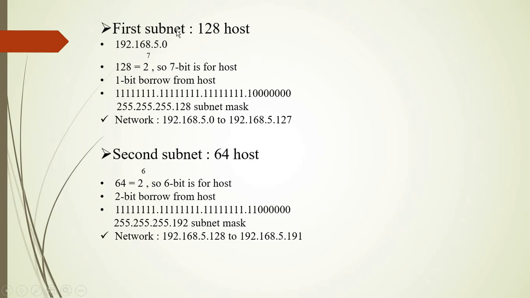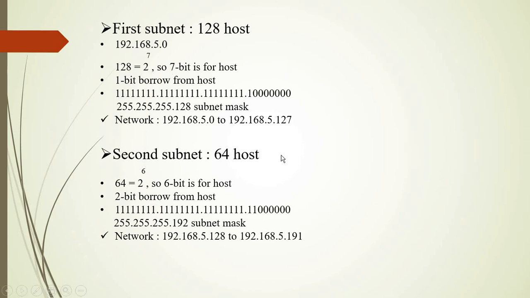Here we will create the first subnetwork. We have to create 128 hosts, so 128 equals 2 raised to 7. We need 7 bits for host, so we will borrow 1 bit from host. Here we borrow 1 bit from host, so we convert into decimal, and it becomes 255.255.255.128. This is the subnet mask for this network, and this is the network range, 192.168.5.0 to 192.168.5.127. This is our first subnetwork.